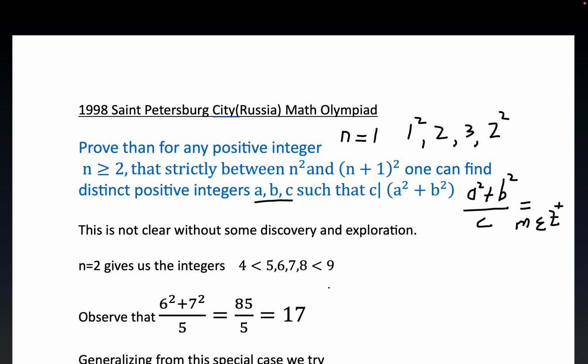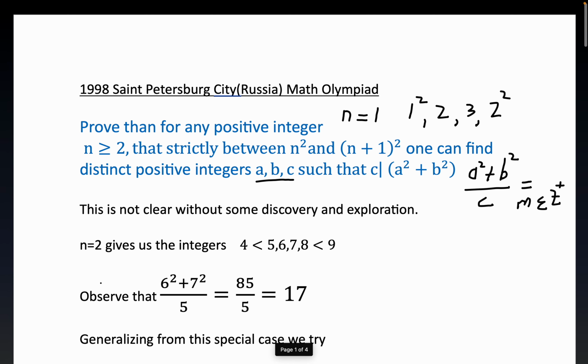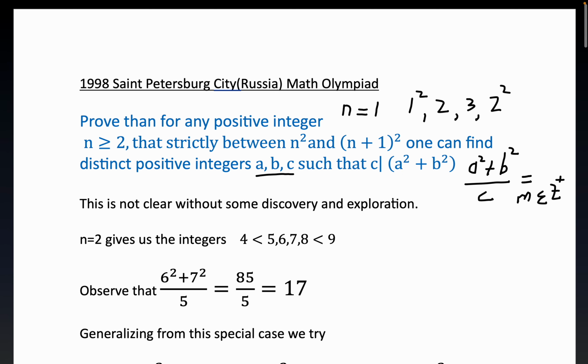Now, let's take a look at the case n equals 2. It's the smallest one that's manageable. And you can quickly see that the hypothesis works out, right? If you choose 6 and 7, which are between 2 squared and 3 squared, you get 6 squared plus 7 squared divided by 5 is 17. That's easy to compute. So we can see that it holds for n equals 2.